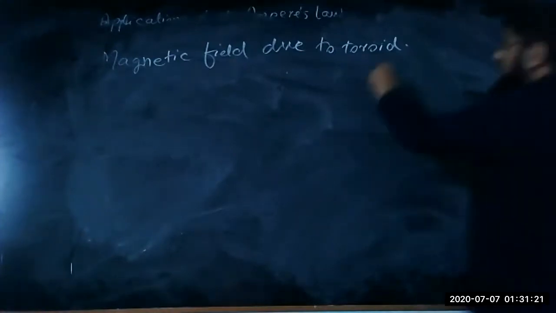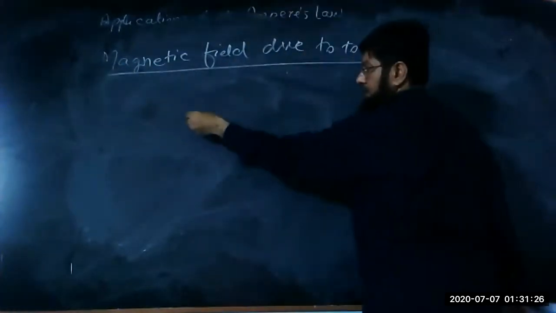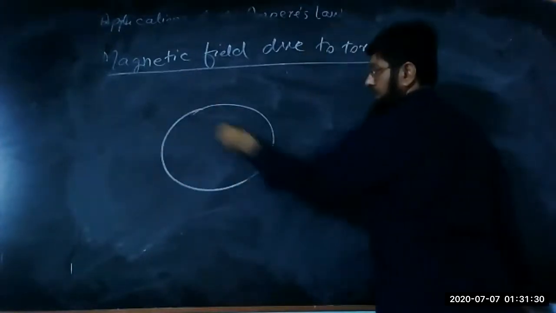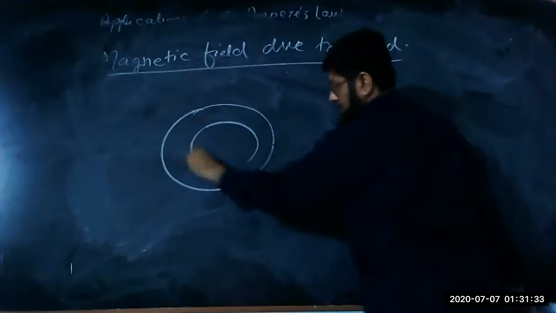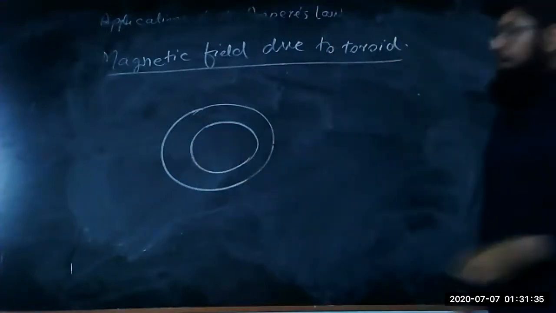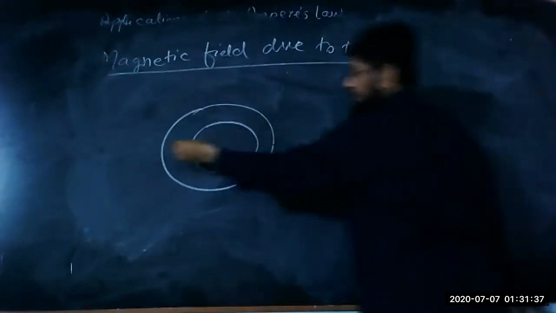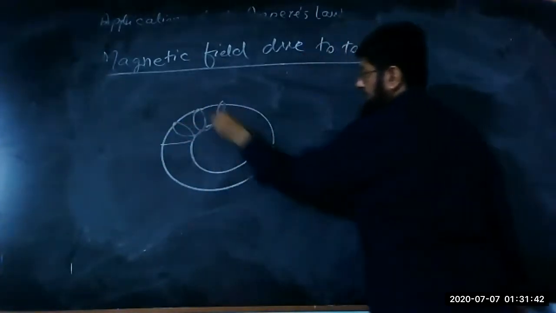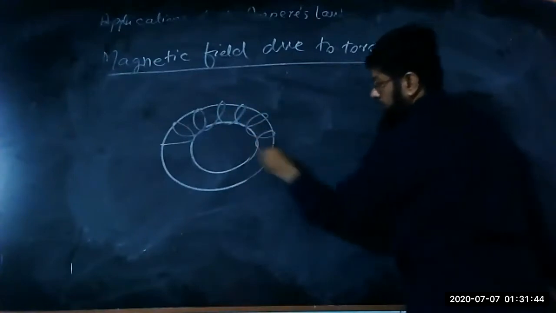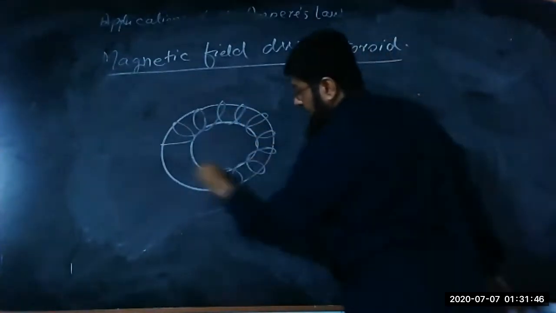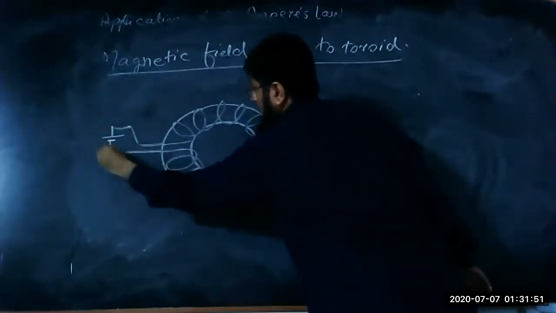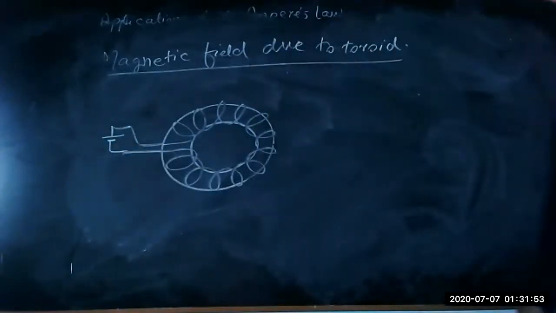Clear? Here, if you see, we have a circular shape. This is the circular shape. Now if I do winding over it, this is the winding of the wire over this circular shape. This winding of the wire over this circular shape is known as toroid. This shape is known as toroid.